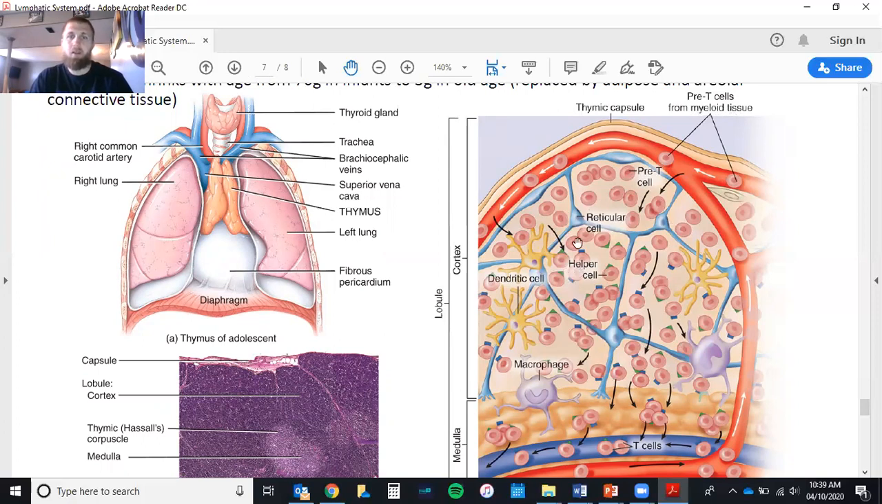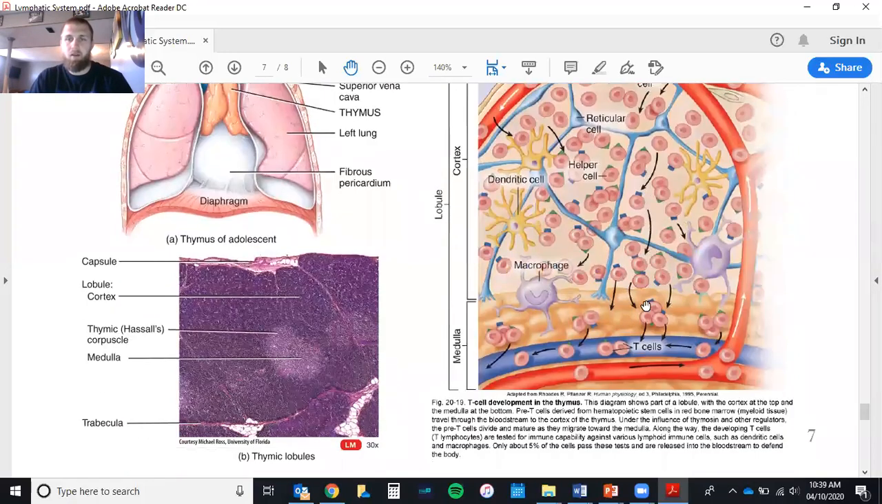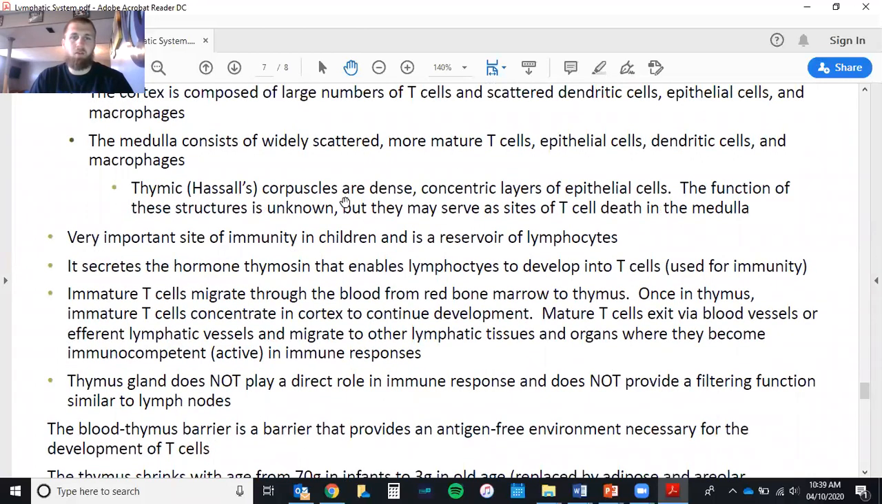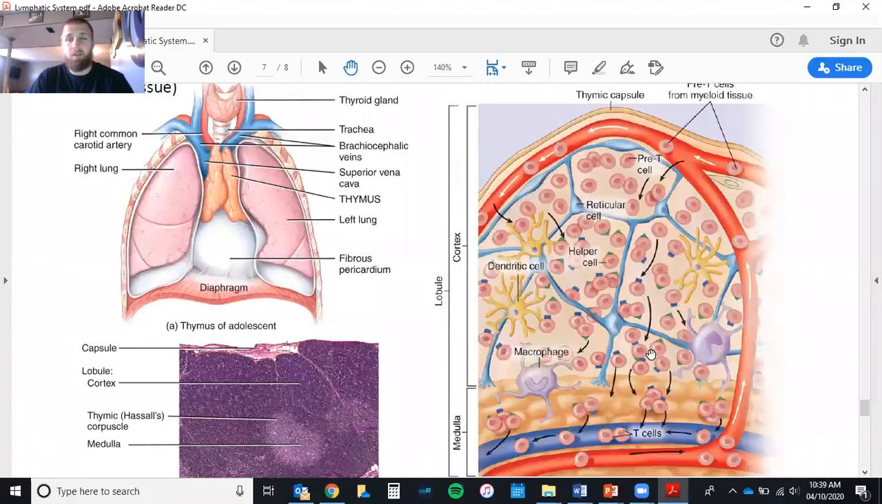They develop in the cortex. They then move, as they become more mature, to the medulla. And then once mature, you can see what they're going to do. They're going to jump into the bloodstream, just like a soldier is going to go off to war. Okay. Now, within the medulla, we have what are called thymic or Hassall's corpuscles, dense concentric layers of epithelial cells. We're not sure exactly what they do, but they think that they might be the site of T cell death, I should say, because not all T cells actually end up going into battle.